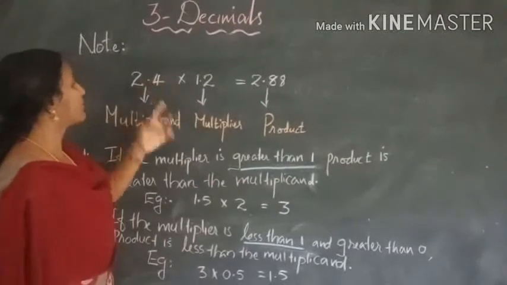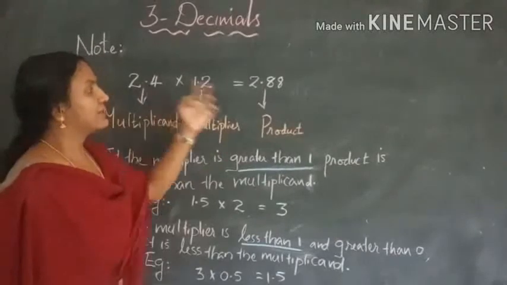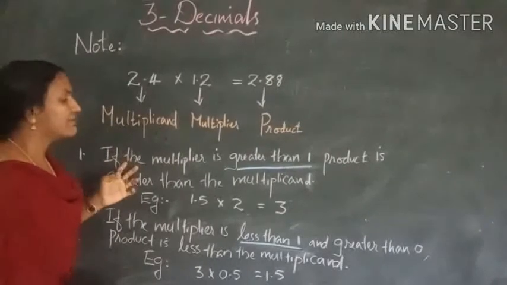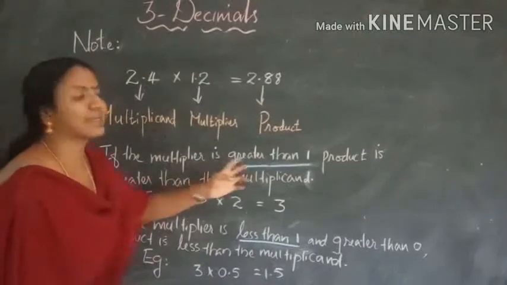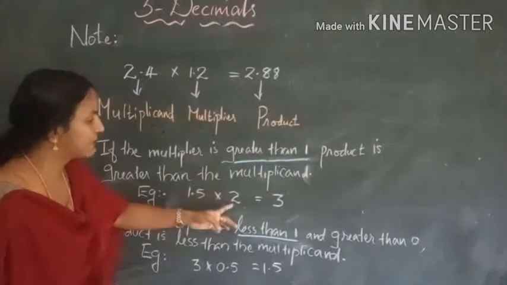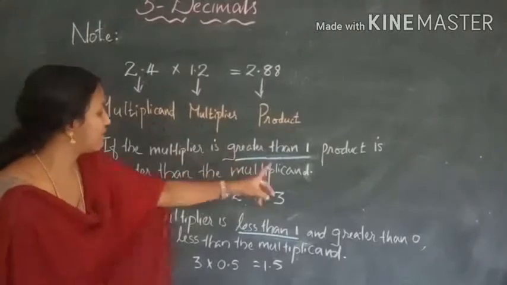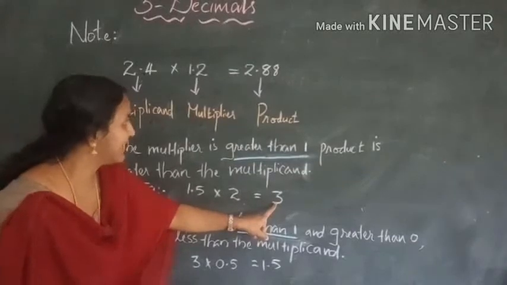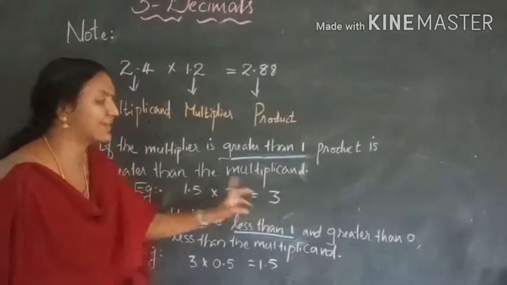Here 2.4 is the multiplicand and 1.2 is the multiplier. The answer 2.88 is the product. The first point: if the multiplier is greater than 1, the product is greater than the multiplicand. Here the multiplicand is 1.5 and the multiplier is 2 and the product is 3. The multiplier is greater than 1. Here 2 is greater than 1. The product 3 is greater than the multiplicand. So 3 is greater than 1.5.